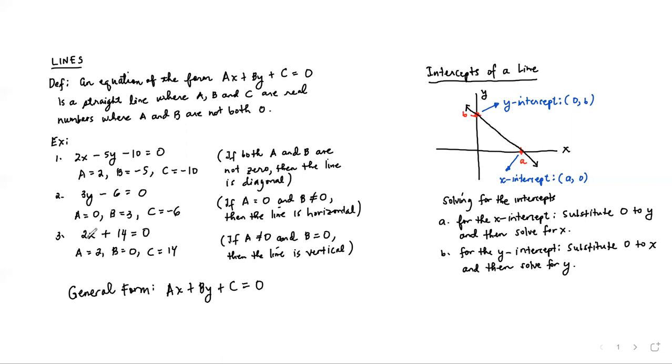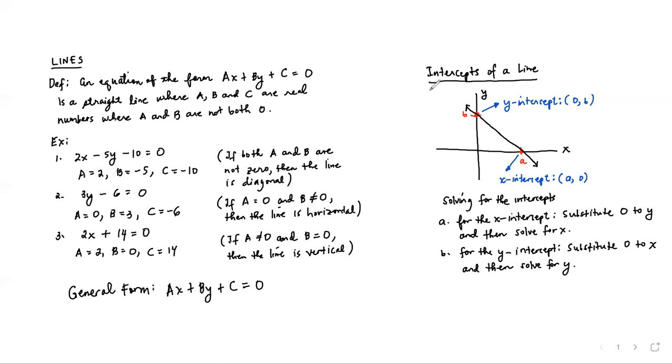For our third example, 2x plus 14 equals 0 is also a straight line where a is equal to positive 2, b is equal to 0, and c is equal to positive 14. Now, since a is not 0 and b is equal to 0, then the line is a vertical line. Now, the equation that we have here, ax plus by plus c equals 0, is called the general form of the equation of a line.